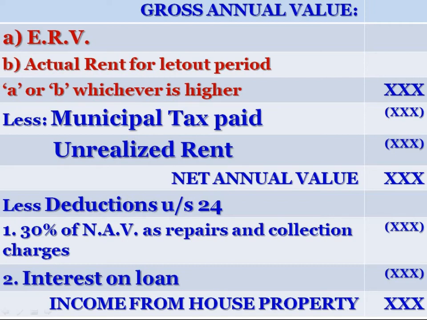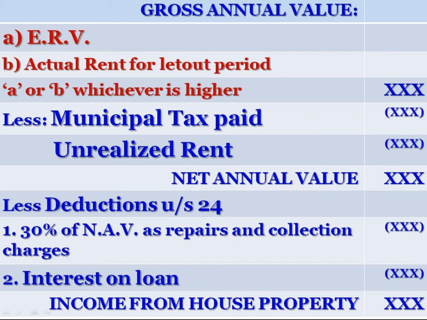A clause, expected rental value: municipal value or fair rent, which is higher, but it cannot exceed standard rent. Expected rental value for 1 year. Second, actual rent for let period. In this problem, actual rent for 3 months. A or B, which is higher, is the gross annual value. From gross annual value, in the usual way, deduct municipal tax paid and unrealized rent. We get net annual value.